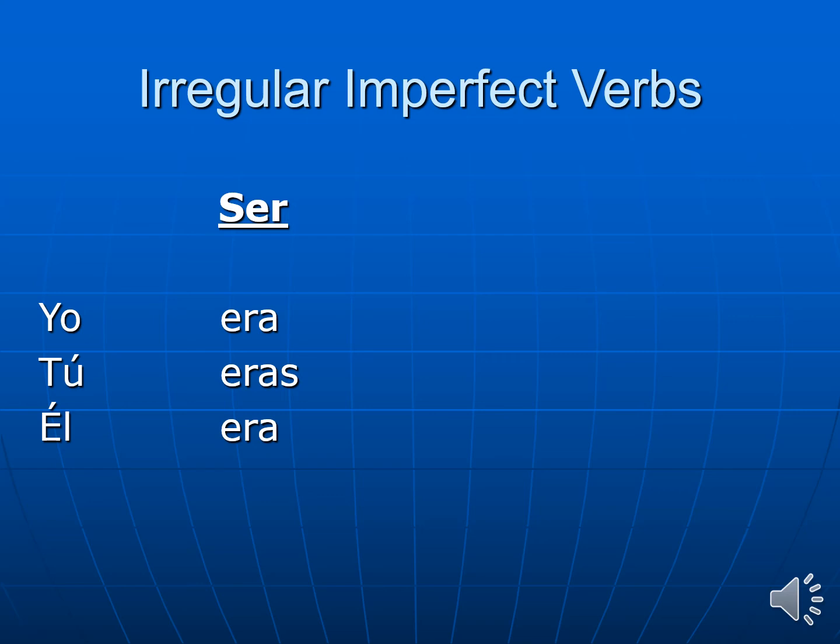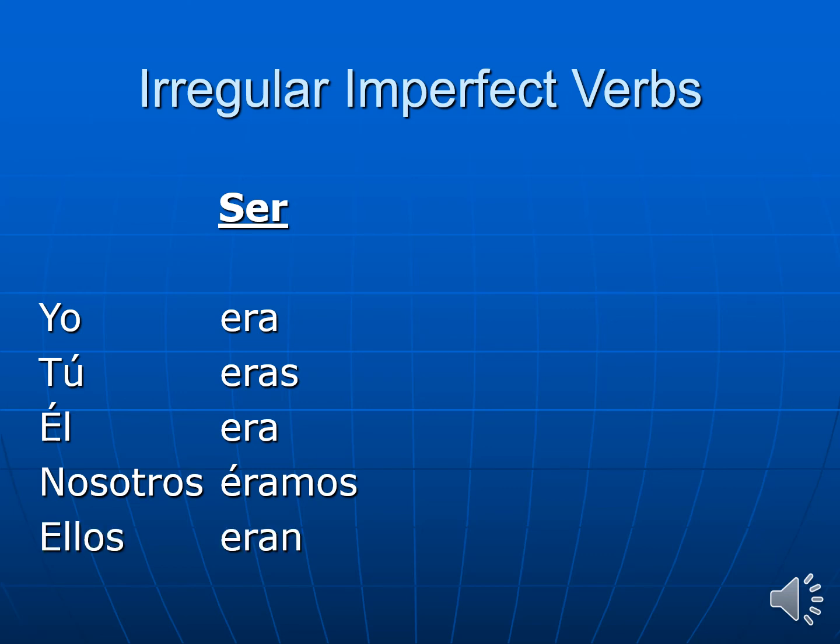Notice that these verbs have nothing similar to the verb ser. I had one student point out that it's pretty simple. Just take the S off of it and then add the endings of an AR verb to it. If that helps you, it might make it easier, but I just call these irregulars and you just have to learn them. Nosotros éramos. We were. Notice the accent on the E, éramos. And ellos eran. They were.